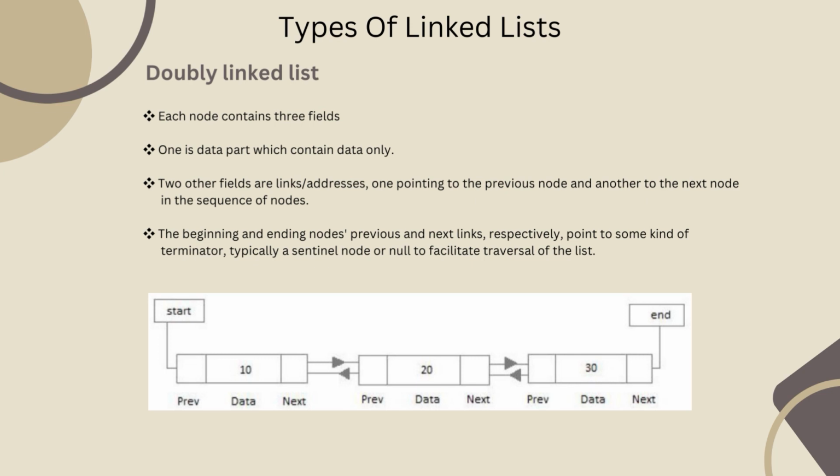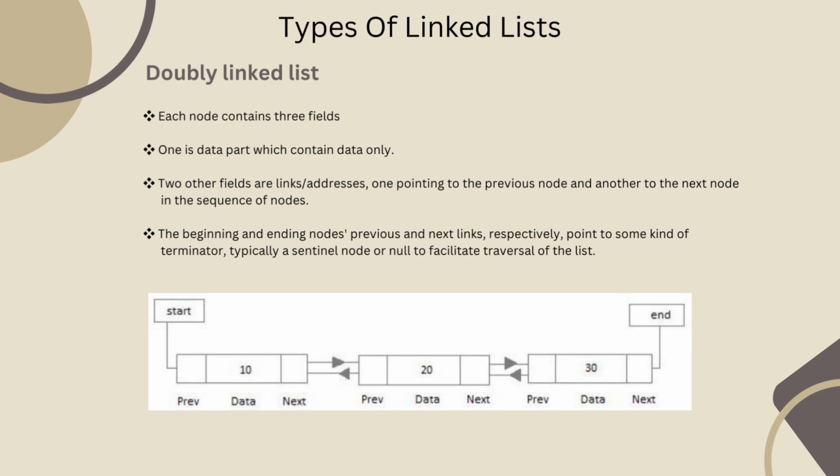The beginning and ending nodes' previous and next links, respectively, point to some kind of terminator, typically a sentinel node or null, to facilitate traversal of the list. Here we have a doubly linked list having 3 nodes. Each node has 3 parts: the previous part pointing to the previous node, the data part containing the actual data value, and the next part pointing to the next node.